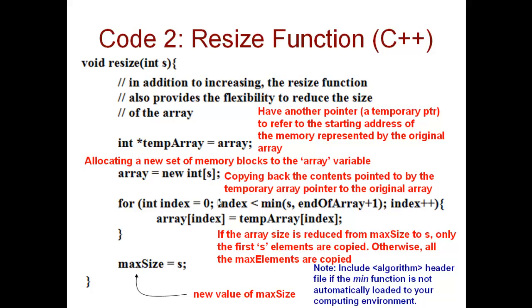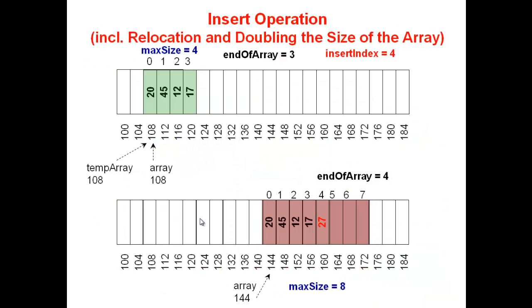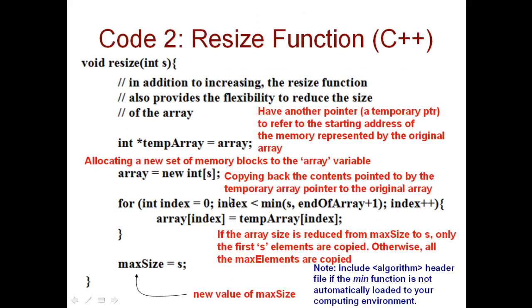That's what I'm going to do now, going through a for loop and copying every element from the previous block of memory to the new block of memory. I do that using a for loop. I have an index to go through that block of memory, starting at 0. Now you see this, I say index less than min of s comma end of array plus 1. Now min is a built-in function in C++.